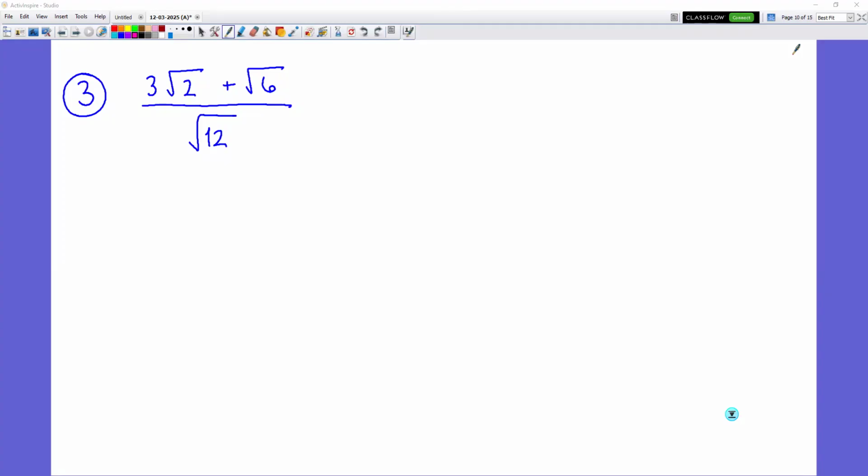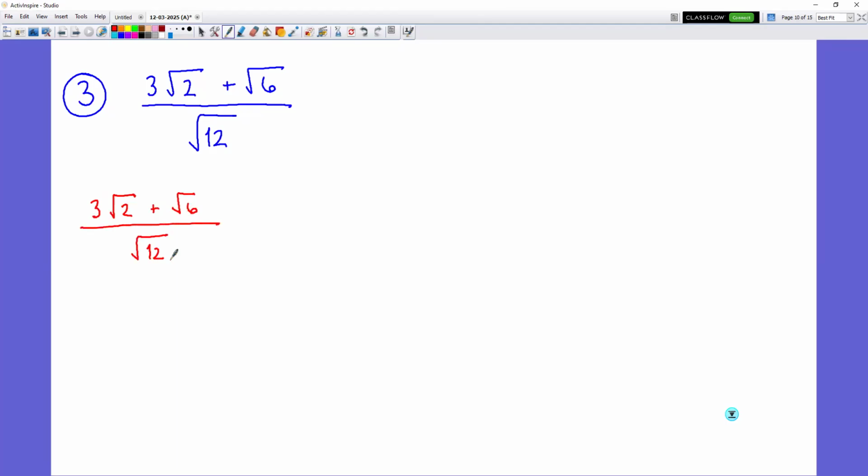on the denominator. So what we could do is simplify the square root of 12 and go from there. But I think we should just take the square root of 12 and multiply that to both the top and the bottom, and then we can get stuff simplified in just a moment. So what I'm going to do is rewrite the problem: 3 square root of 2 plus square root of 6 over the square root of 12.